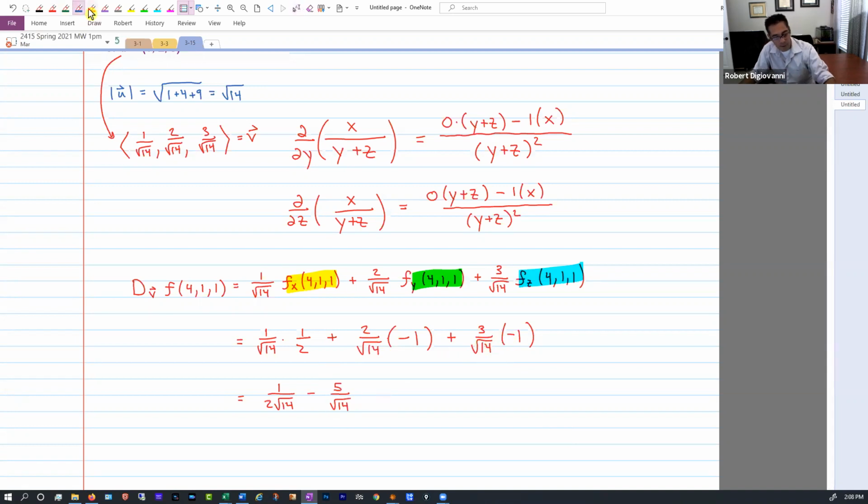And then we get a common denominator, multiply 2 here and 2 here. And then do 1 take away 2 times 5 is 10. So you get -9/(2√14). There you go.